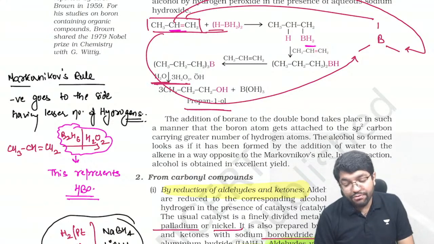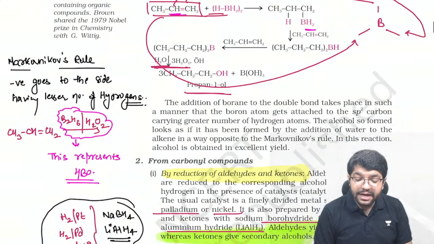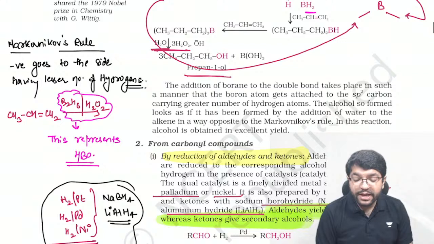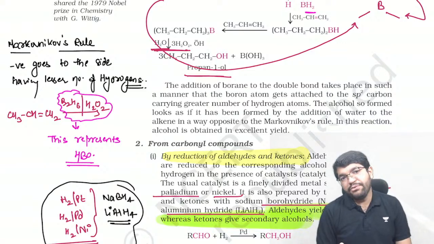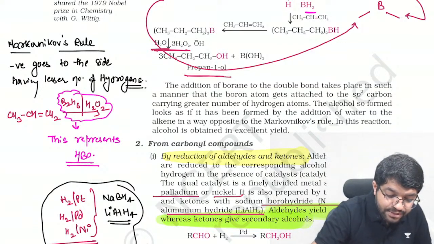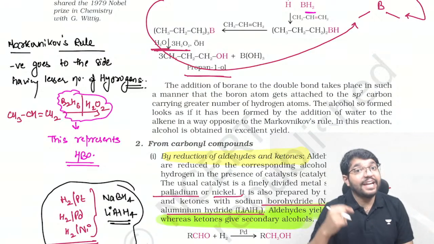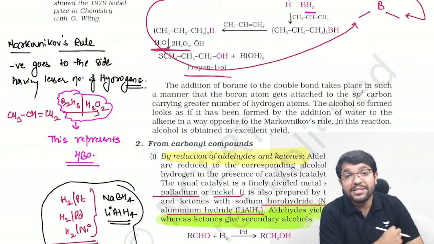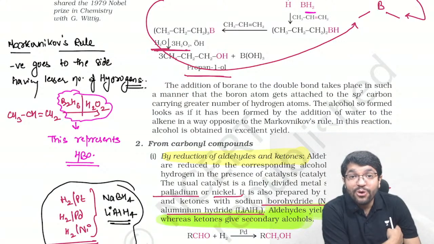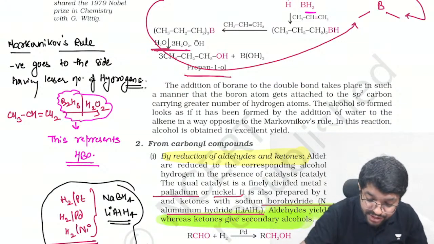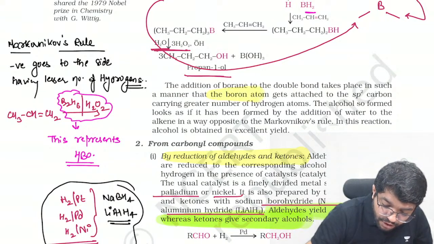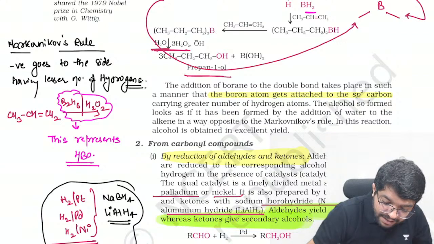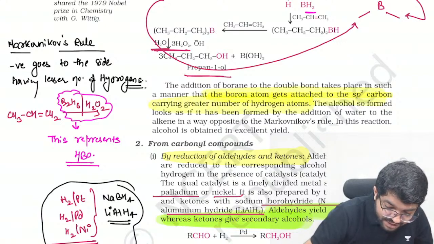which is the anti-Markovnikov addition of water. Simply it says the addition of borane to the double bond takes place in such a manner that the boron atom gets attached to the sp2 carbon carrying the greater number of hydrogen atoms. Now you see here the summary is clear right away. The BH2 group attaches to the carbon with the greater number of hydrogens, so the boron gets attached to the sp2 carbon carrying the greater number of hydrogen atoms.